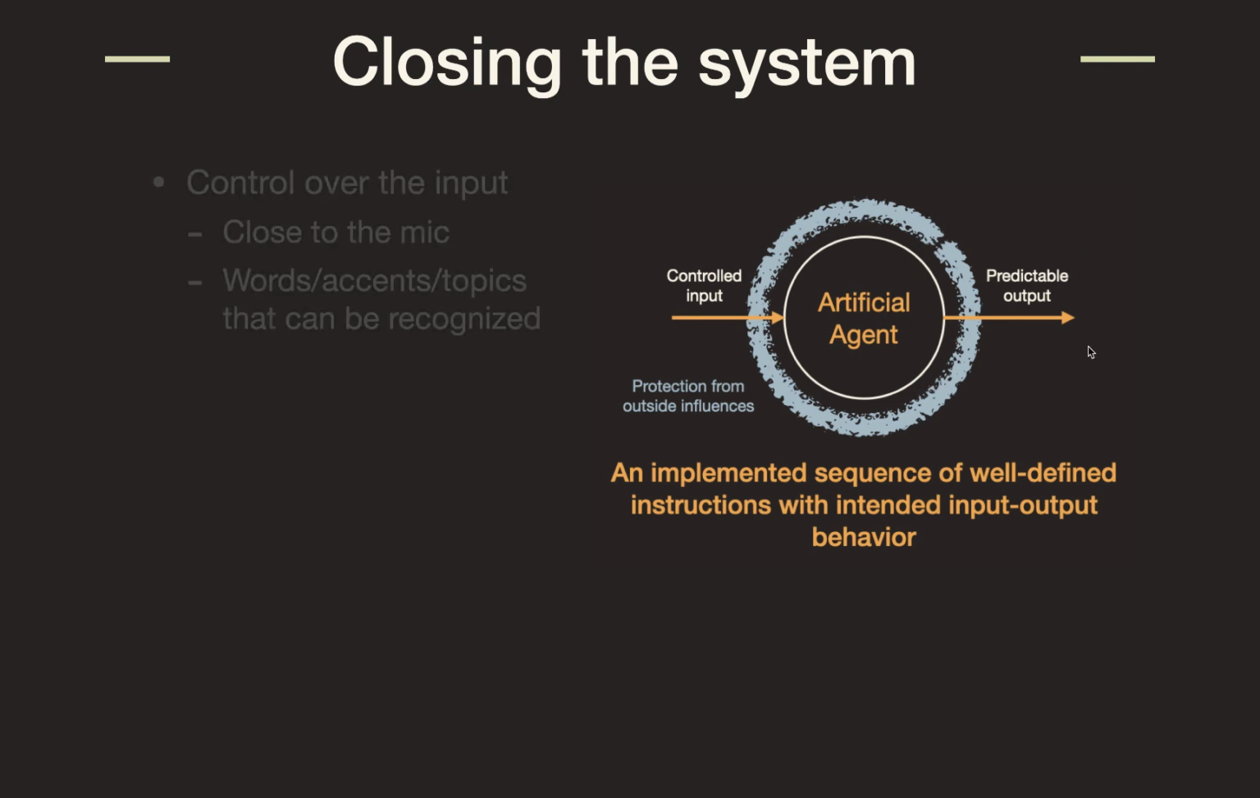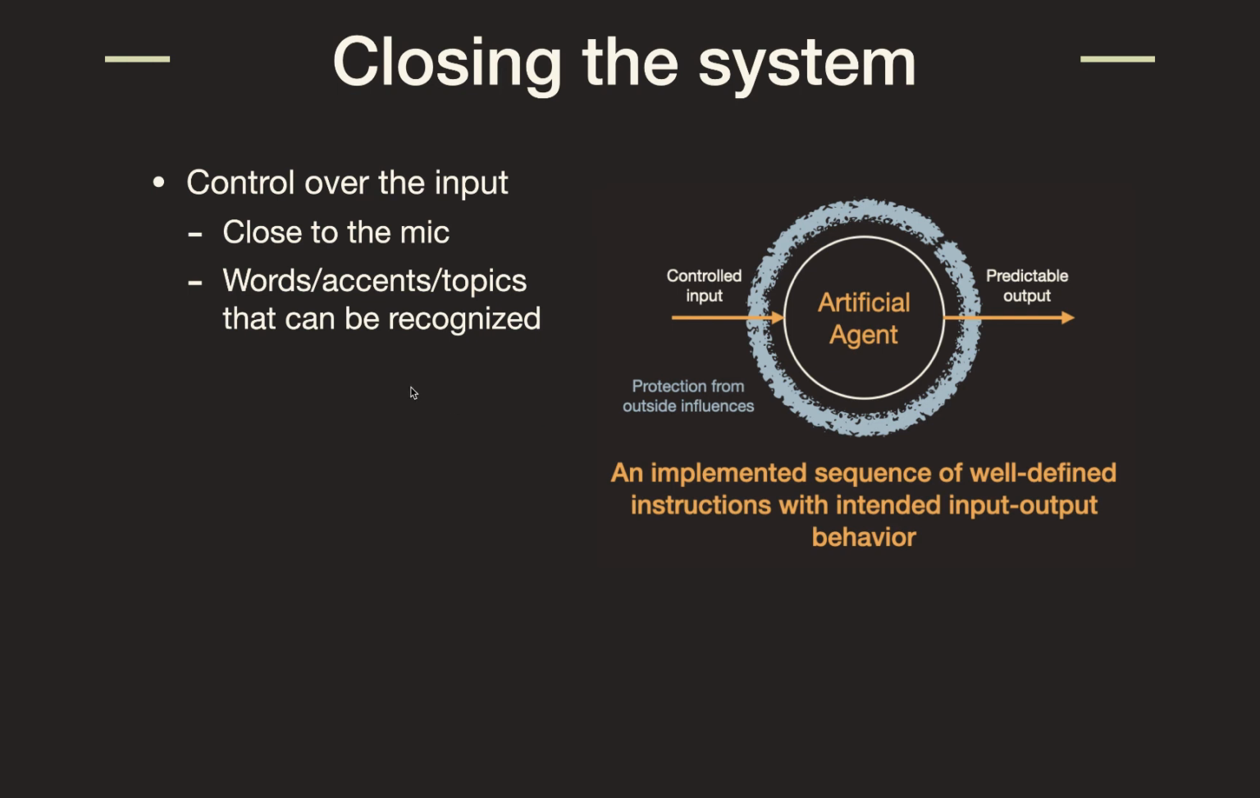So what do we do to close the system? Well, we ensure that we have a lot of control over the input. So you have to speak close to the microphone. You have to speak words, accent, topics that can actually be recognized. Yeah, so if you use an English speech recognition system for Chinese, it will recognize whatever it can recognize as English, and it will be not perturbed at all by that.